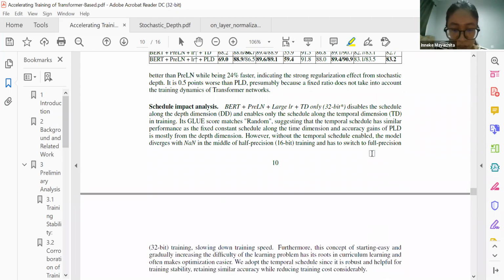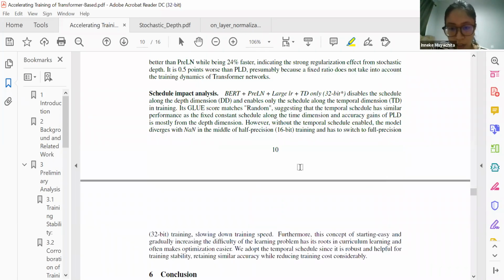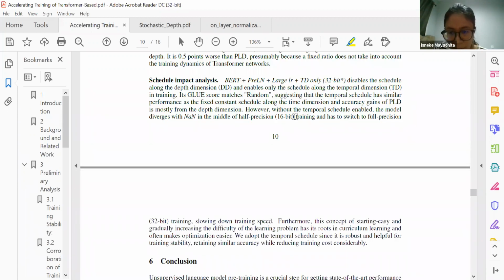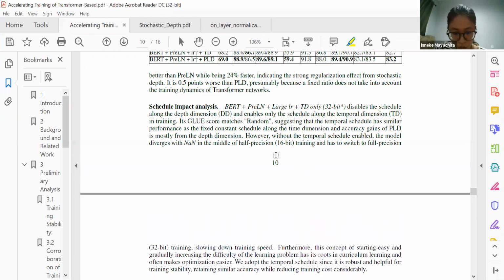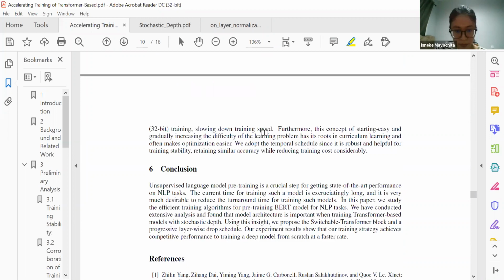And also, they mention here that when they train using the temporal dimension only, they have problems when they try to train with mixed precision. They don't really mention this in the main study of this paper, but here they claim that they cannot use half precision training and they need to switch to full precision because the training diverges. Yeah, which means that it consumes more memory also. Okay, yep, that's all from this paper.